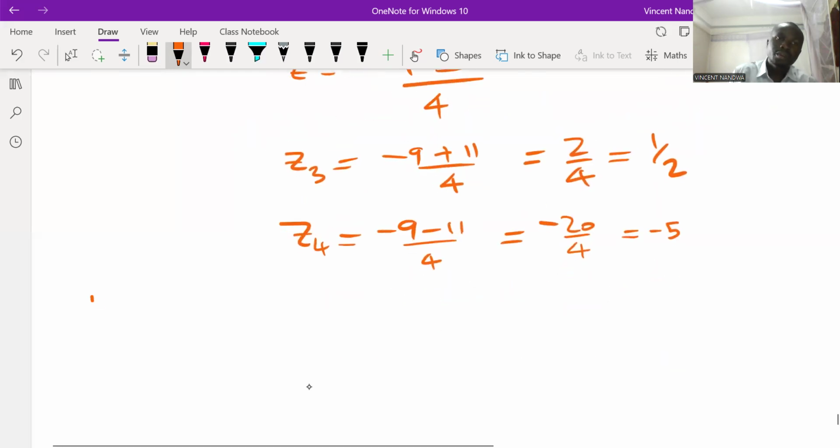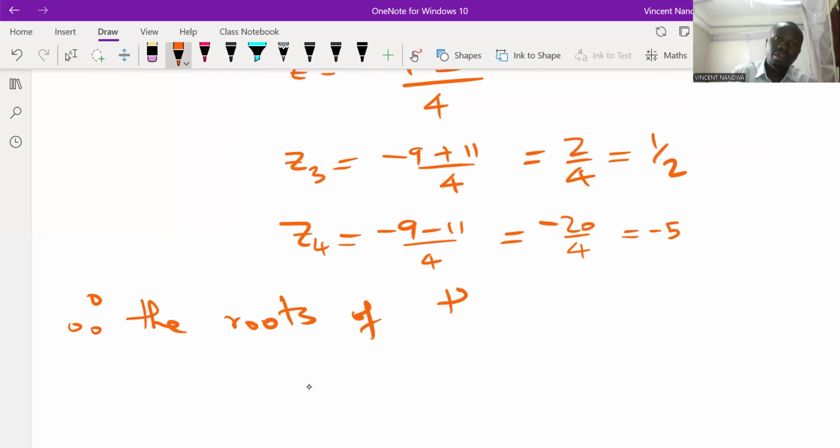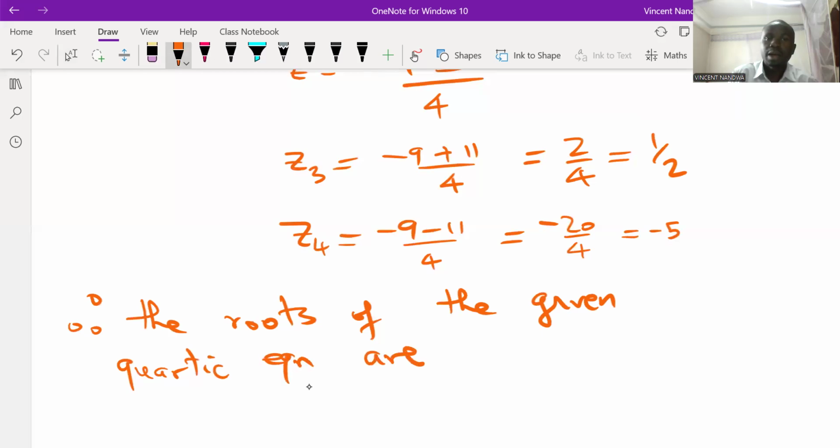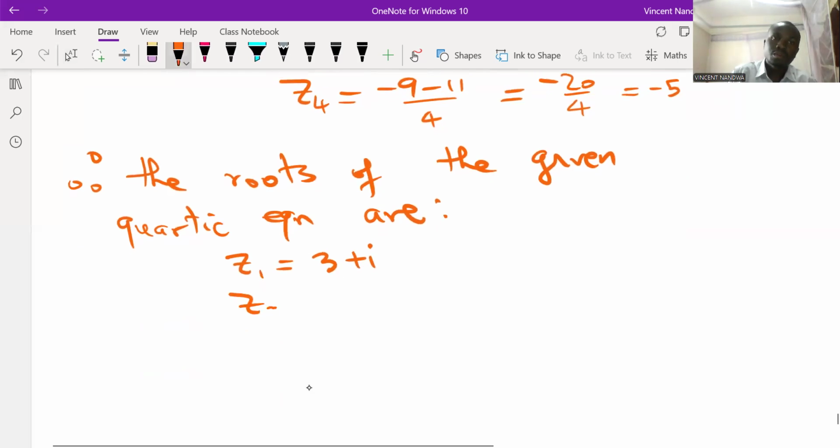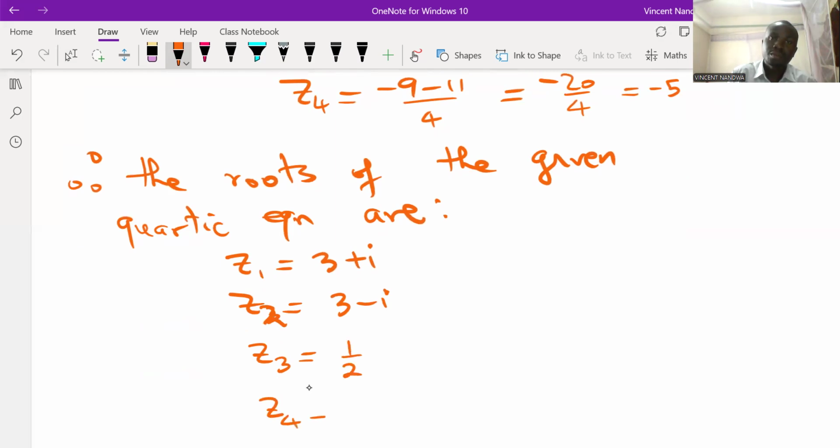So therefore, the roots of the given quadratic equation are z1 equals to 3 plus i, z2 equals to 3 minus i, z3 equals to a half, and z4 equals to minus 5. So those are the roots of that given equation.